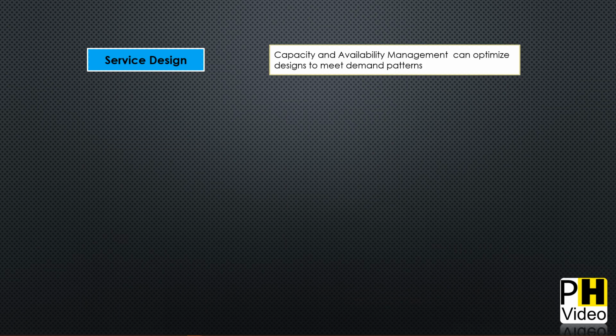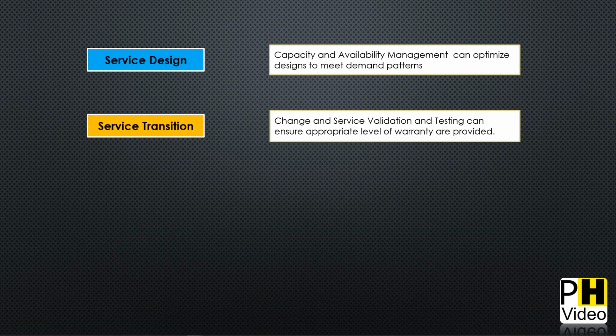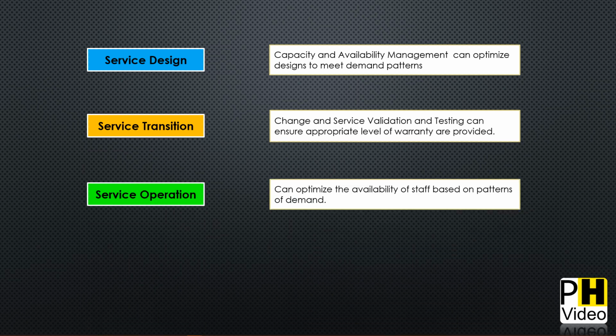Now I want to go over some of the other processes. Service design, which is going to be the next presentation, is where we have capacity and availability management. Service transition, change and service validation and testing can ensure appropriate levels of warranty are provided. This will give you guys an idea how the other books of ITIL kind of integrate into here.